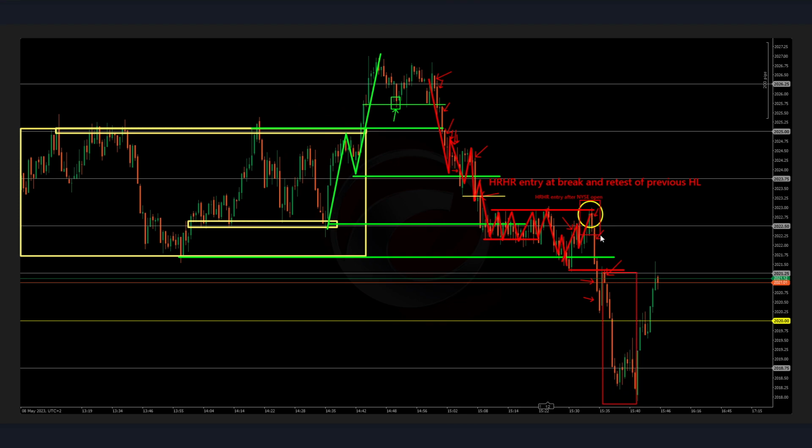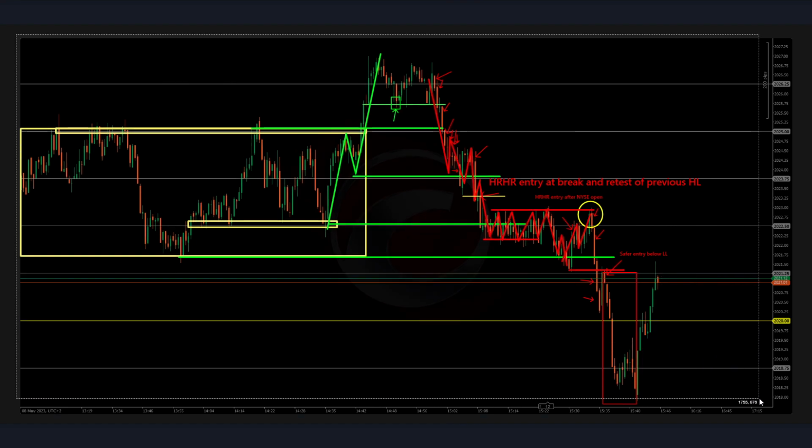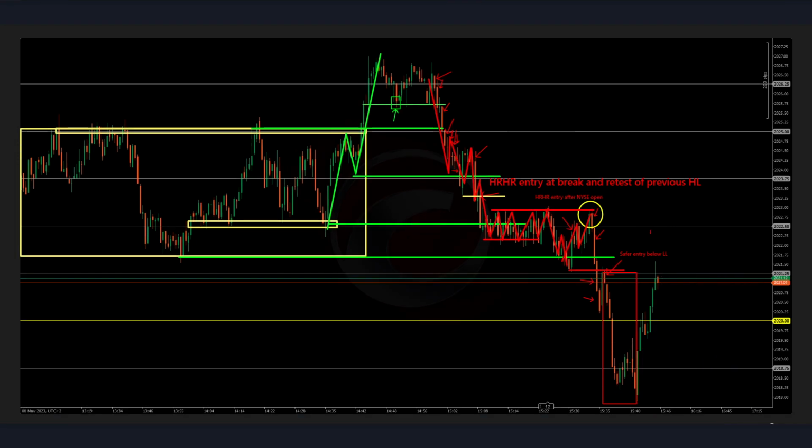and this one, of course, would be another very good entry. This would be a safer entry below the lower low. So that's basically the story of this price action.